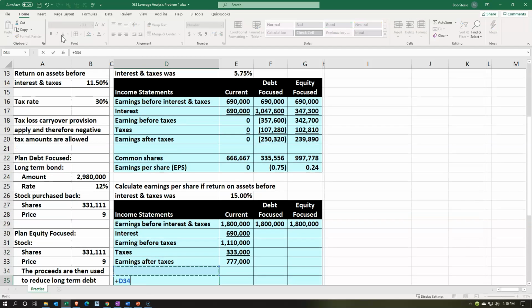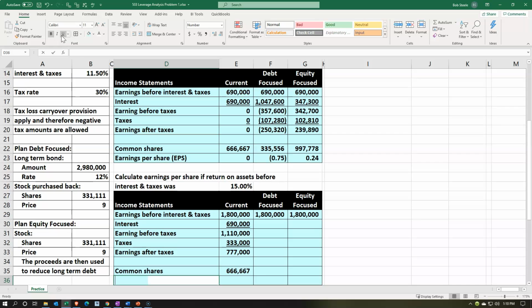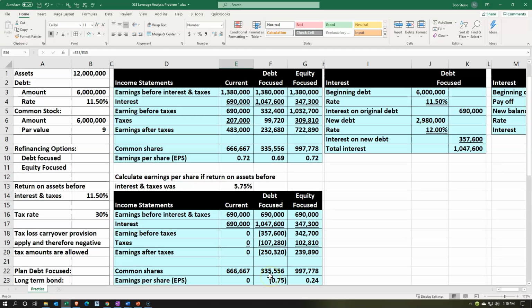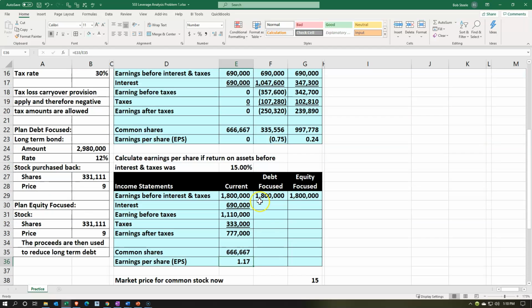And then we're going to have the common shares that we have, which is going to be the same that we saw before in our prior scenario. That's 666,667. And then our earnings per share now is the 777 divided by the number of shares. Let's add some decimals. Home tab, numbers, add a couple decimals. So now, of course, we have a higher starting point than we started from before. So 1.17.